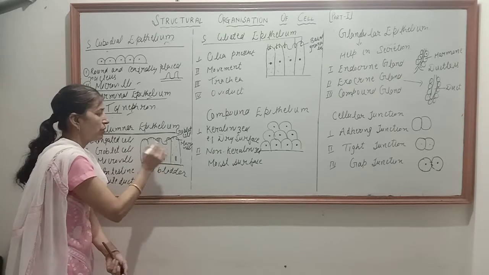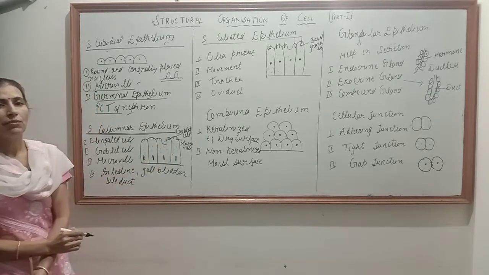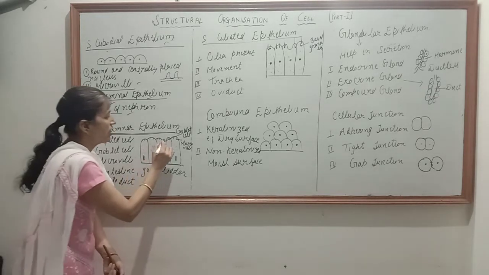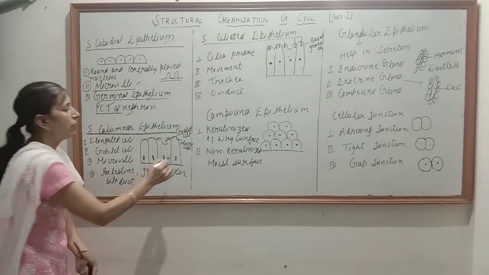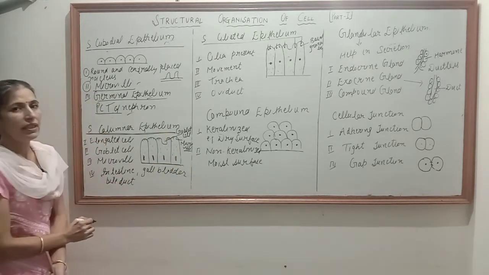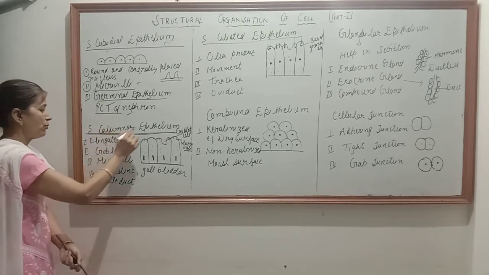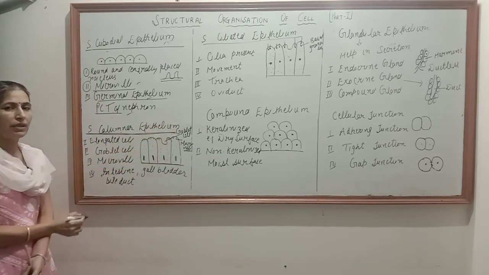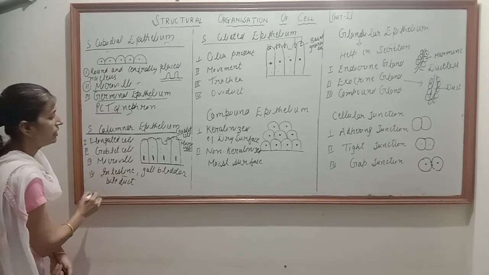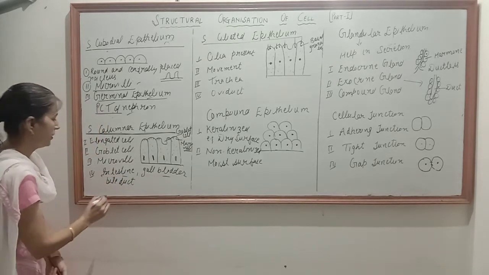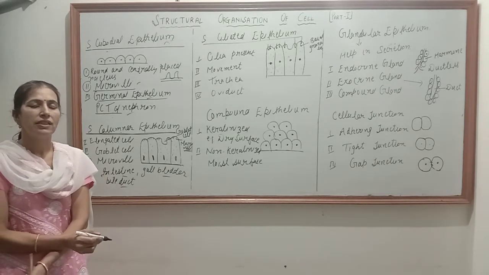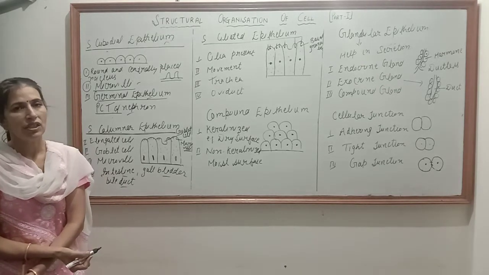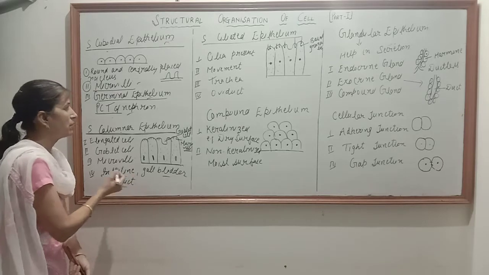Some cells of the columnar epithelium secrete mucus, and those cells are known as goblet cells. And again, microvilli are also present in the simple columnar epithelium. They are present in the intestine, the gallbladder, and the bile duct. Their main function is that they help in secretion as well as absorption.